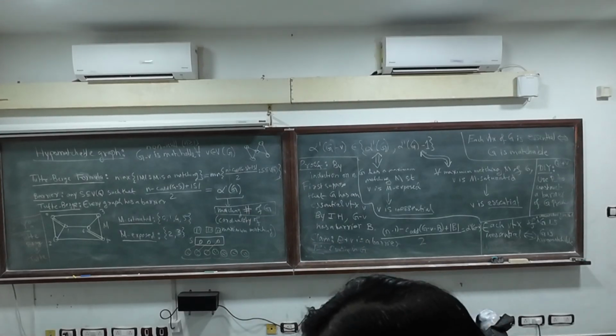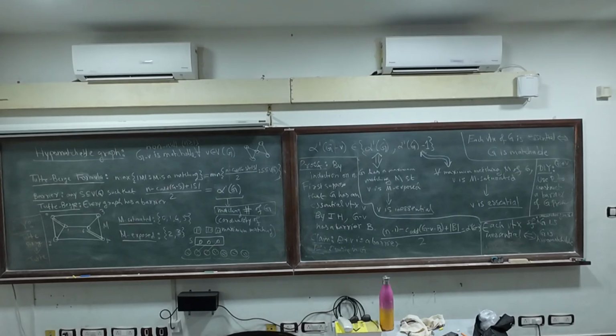Can we say k less than half of m? Sorry. Can we say k less than half of the k's of m? Okay, so what's the barrier of this graph? On any of the vertices. How many odd components do you get when you delete any vertex?